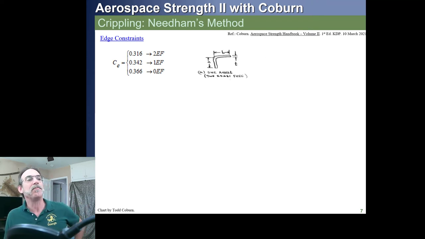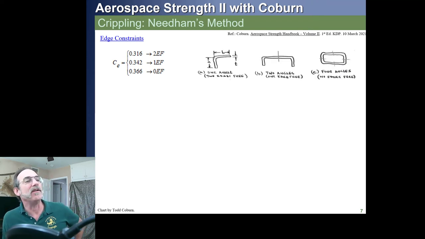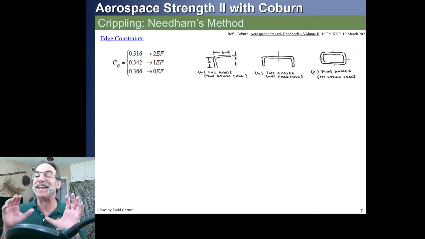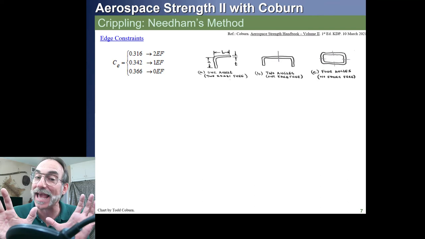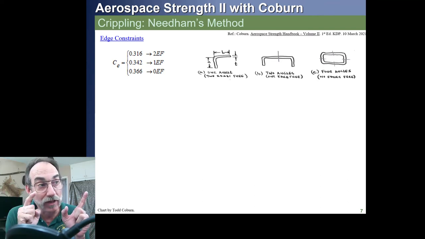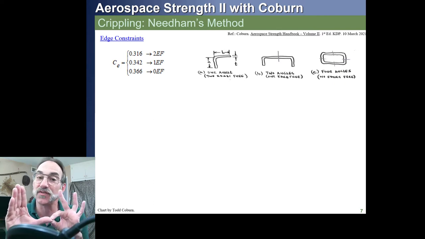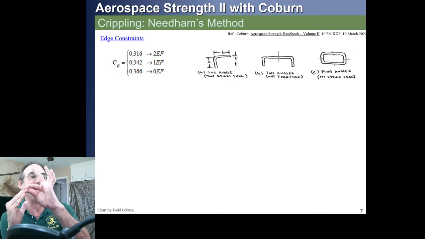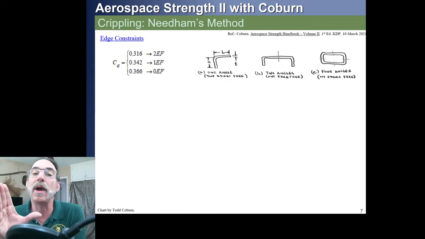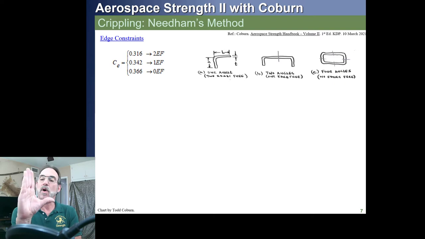For example, if we have this angle here in figure A, we see that our first flange, flange A, has a... what we're looking at with Needham's method, we're not looking at it flange by flange. What we're looking at is angle by angle. So if we look at this figure A, that's a single angle. We see that this edge of the angle is free, and this edge of the angle is free. So that's a two-edge free angle. We have one angle, and both its edges are free.